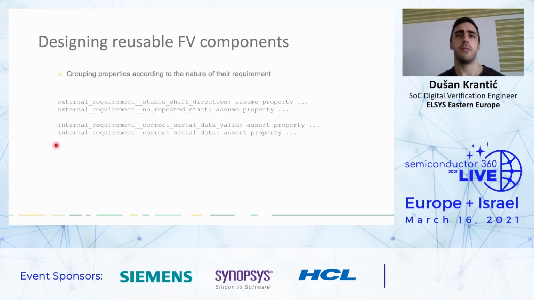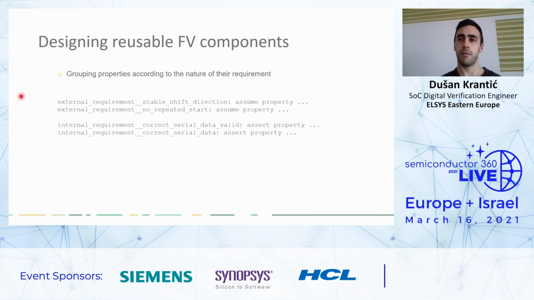At this point, we would need to start thinking about how to make our checker as reusable as possible. To do that, we would need to group our properties according to the nature of their requirement. In this example, we can clearly see that they can be grouped according to whether they are testing internal or external requirements. What do I mean when I say this? We have a stable shift direction requirement, saying that the shifting direction should not change during operation.